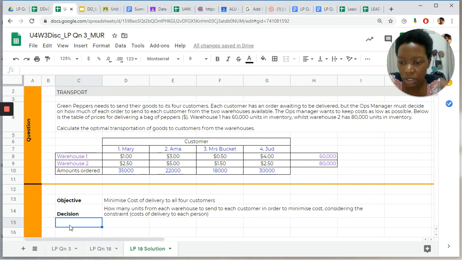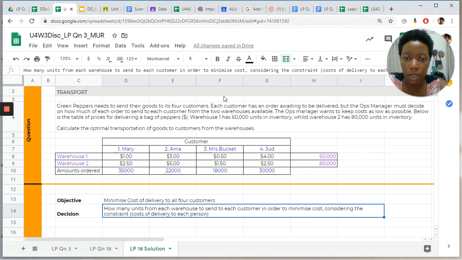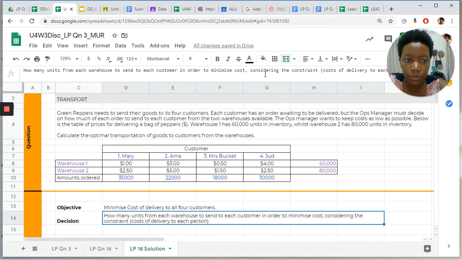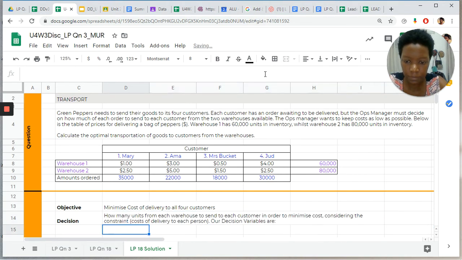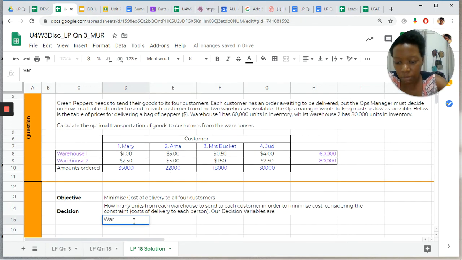Now remember, in our decision section is also where we set out our decision variables. So I'm going to just add at the end of this, our decision variables are. And then I'm going to do them below. So we're sending out deliveries from each warehouse. I'm going to start by listing the decision variables from warehouse 1, and then I'll list the decision variables from warehouse 2.